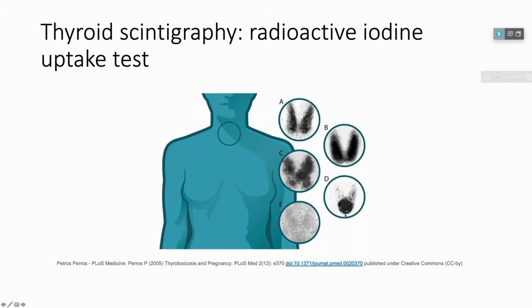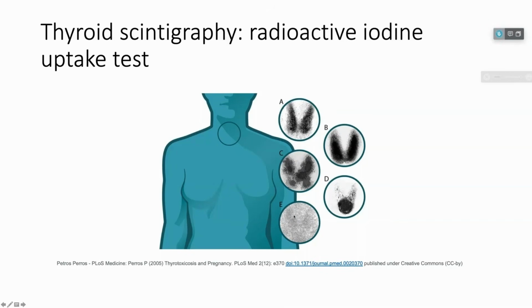which is also what you see in D, right? D is just one big hot nodule. This would be like a thyroid adenoma. It's just a nodule that's producing too much thyroid hormone. And so again, you'll see that there's little production everywhere else.